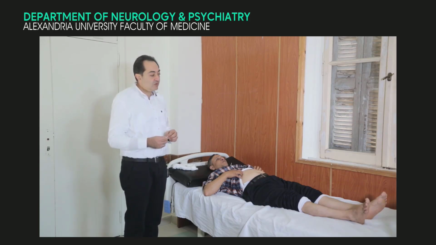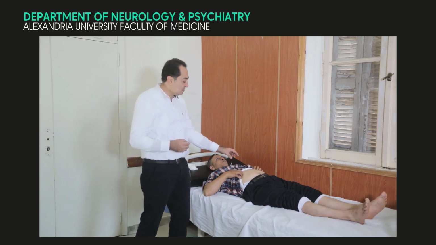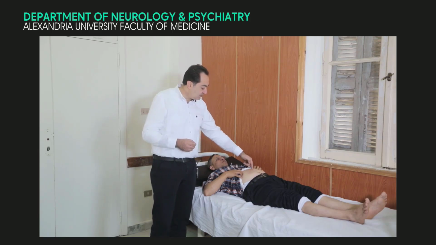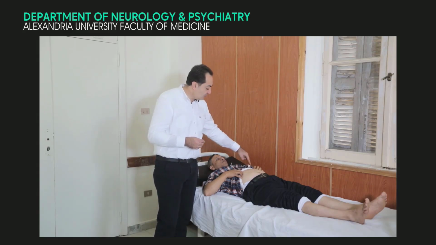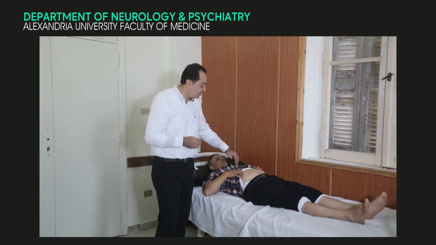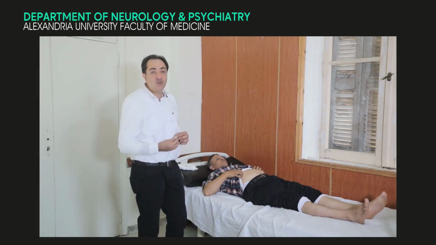So when you find that the patient in a certain area, for example from here to here, doesn't feel the touch but feels the pain, this indicates there is a syrinx or central spinal cord lesion between dorsal 10 and dorsal, for example, 5. And this occurs with syringomyelia.